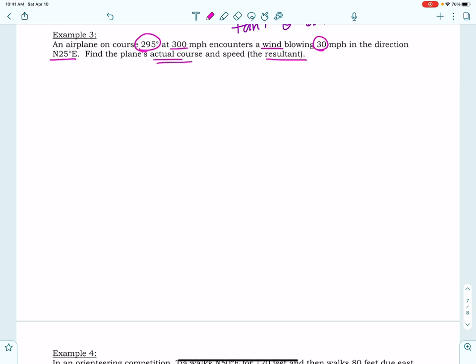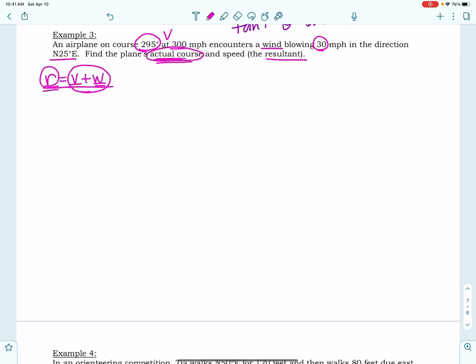So we're looking for the resultant. Just like on the other problems, we have this relationship right here, and we're looking for the resultant. So this is how we will use our formula. V is going to represent the plane's original course, and W is going to represent the wind. I'm going to start out by finding the velocity vector for the original course of the airplane and for the wind, and then add those together to get my velocity vector for my resultant, then use that to find the speed and actual course.